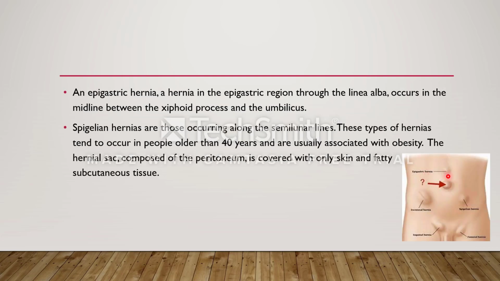An epigastric hernia. What is an epigastric hernia? If the hernia occurs in the epigastric region through the linea alba, which is the median plane, between the xiphoid process and the pubic symphysis, this is named an epigastric hernia. Or there can be a spigelian hernia. What is a spigelian hernia? If the hernia occurs through the linea semilunaris. These types of hernia tend to occur in people older than 40 years and are usually associated with obesity. The hernial sac composed of peritoneum is covered only with skin and fatty subcutaneous tissue.